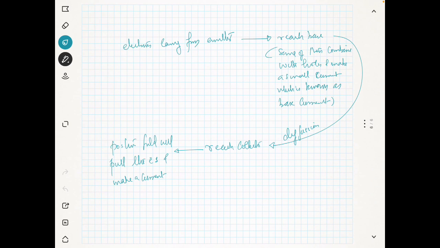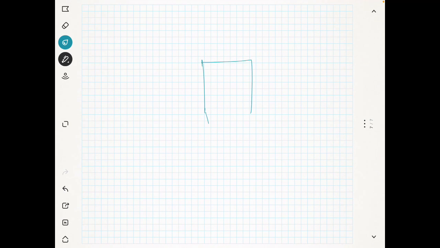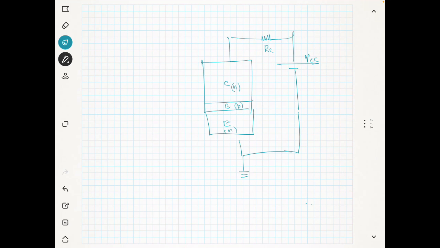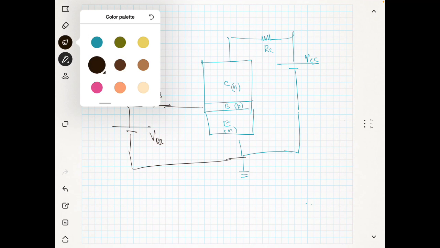Now I will draw this picture again. I told you we have the emitter, the base, and this is the collector. This is N, this is P, again this is N. Now our power supply, positive and negative, and we have a resistance RC, and this is VCC. Another part is RB. I am just drawing the figure, and this is the VBB. Now I will explain this once again.